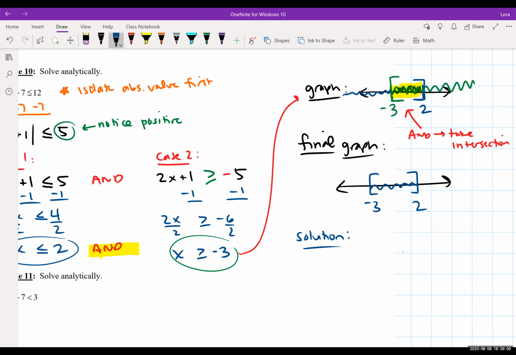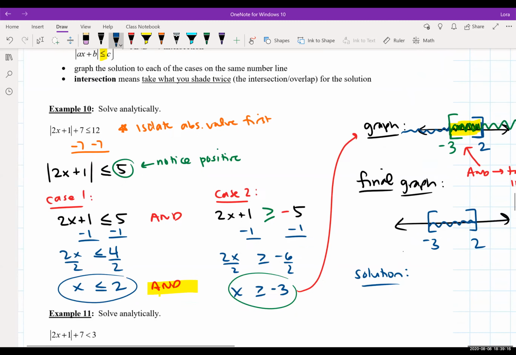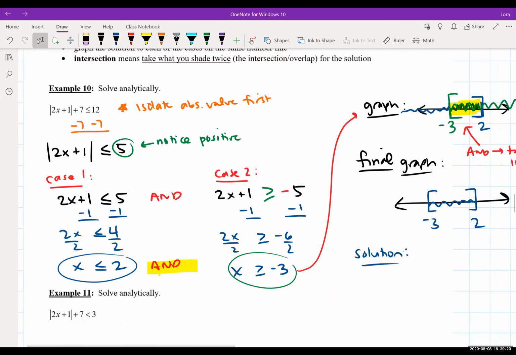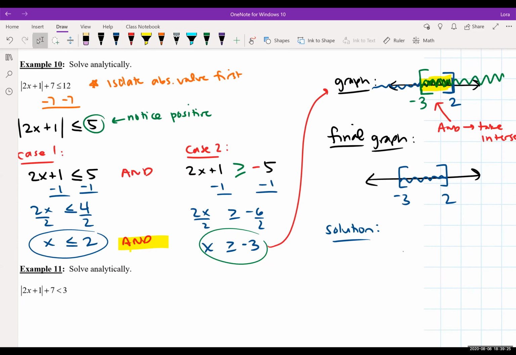Sometimes people ask for it in interval notation. Sometimes we ask for it in set notation. If you look at directions, it didn't specify. So we have freedom here. I will go with interval notation. It's one of my favorites. So if I'm trying to describe what my final graph looks like, I'm going to be just saying it's all the numbers in between -3 and 2. It's very nice. I kind of just copy the brackets. And we have solved an AND case analytically.